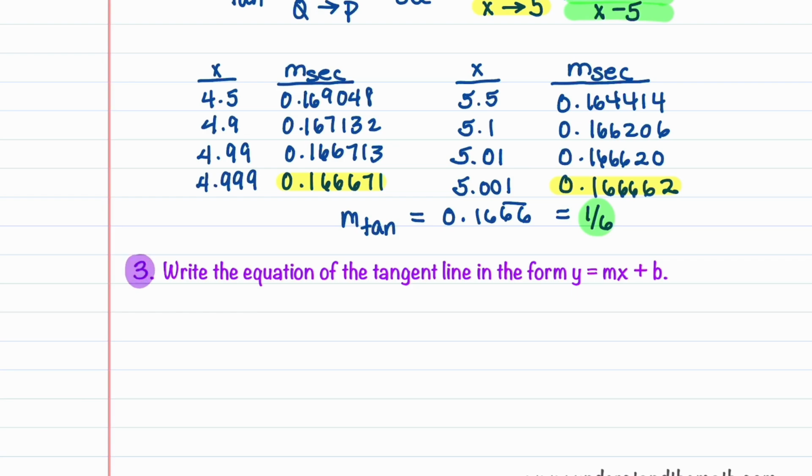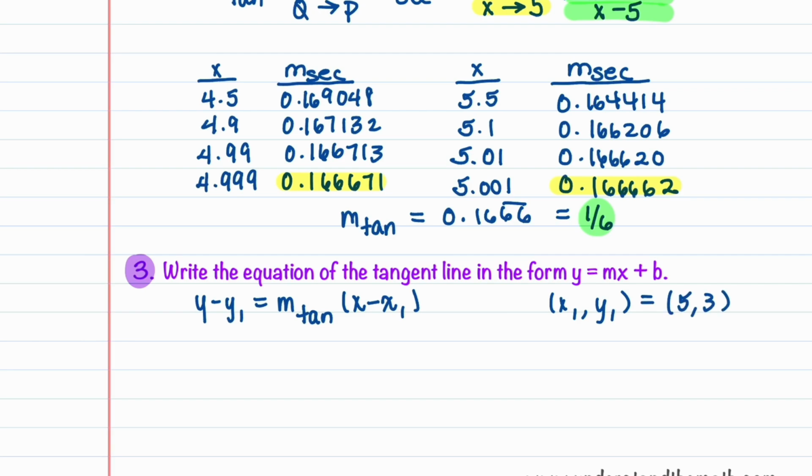Our last step now is to just write the equation of the tangent line in the form y is equal to mx plus b. This is actually the easiest step. Let's write down our equation in point slope form. y minus y1 is equal to the slope of the tangent line times x minus x1. Now we're going to plug in that x1, y1 is our point (5, 3), and the slope of our tangent line is equal to 1/6. This gives us y minus 3 is equal to 1/6 (x minus 5).